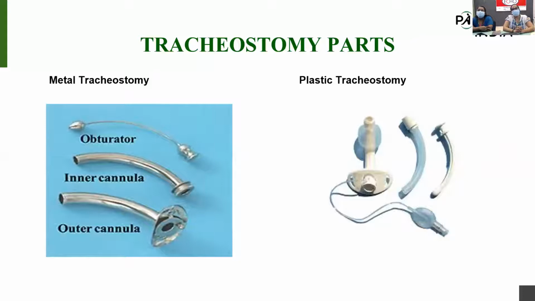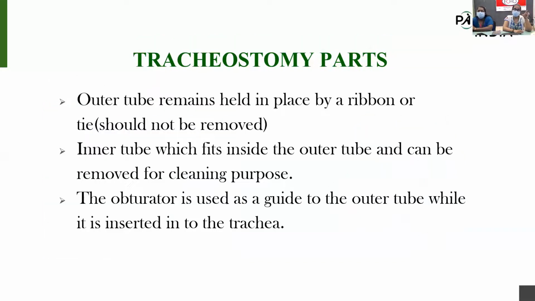Usually there are two types of tracheostomy tubes available. Metal tracheostomy was available in the past. There are some hospitals still practicing the metal tracheostomy, but plastic tracheostomy is commonly available these days. Mainly we can see there are three parts to a tracheostomy: an obturator, an inner cannula and an outer cannula. The obturator is used to guide the inner cannula.